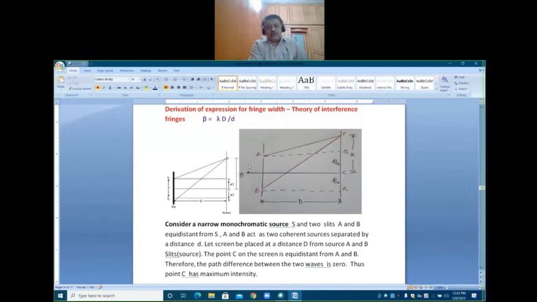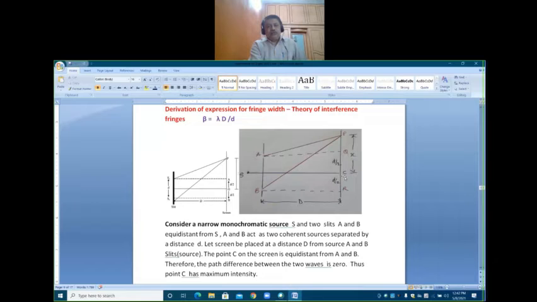Source S sends out light and it reaches A and B, this line A and B. From A there is one hole, and light propagates in this direction. B is another opening, and waves start from this A and B, they overlap and produce an interference pattern. So again there is a screen.